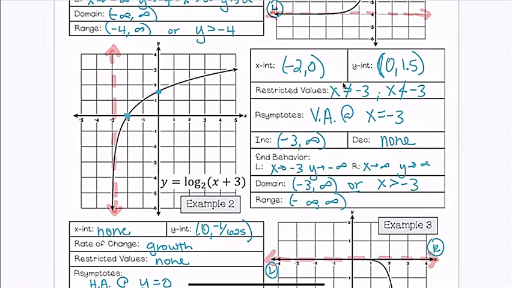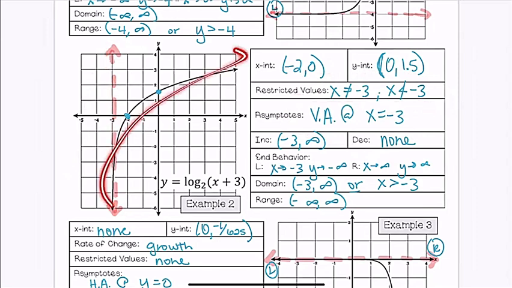Here is number 2. Our x and y intercepts are pretty easy to see on the graph. I just estimated that y-intercept. Our restricted values, remember, are where the graph doesn't exist. It stops existing at -3 and does not exist on this side either. So I put that x couldn't equal -3. It cannot be less than -3. And then here is our vertical asymptote right there. It goes flat right there at -3.